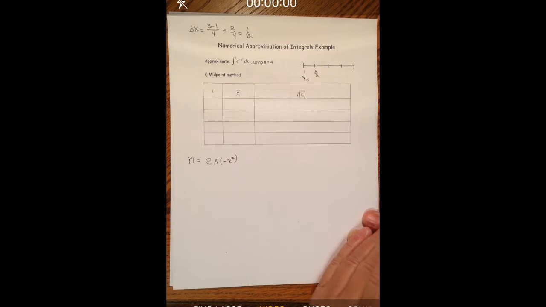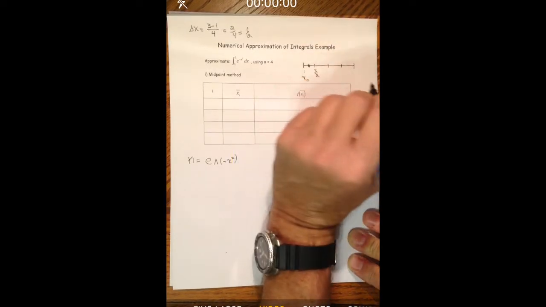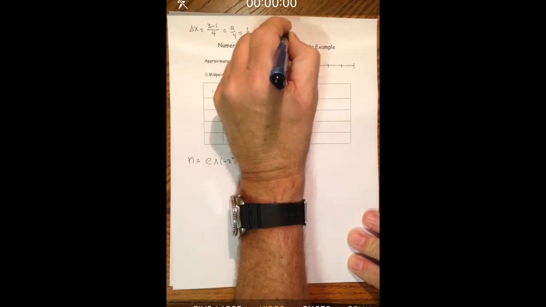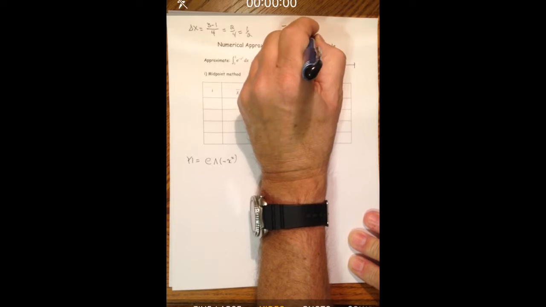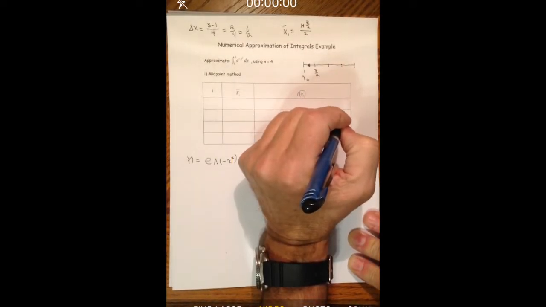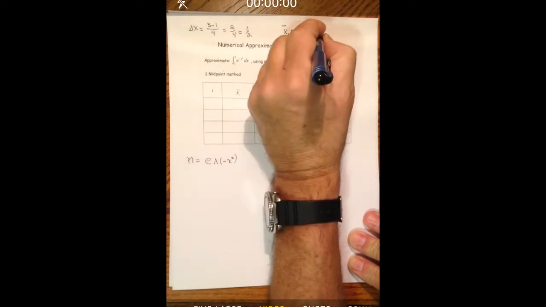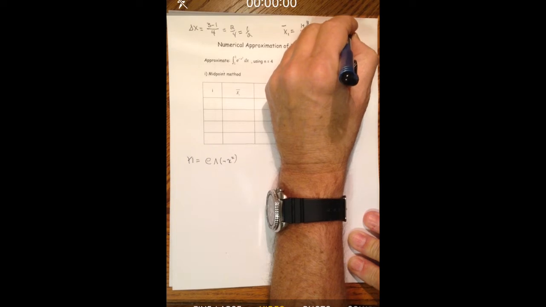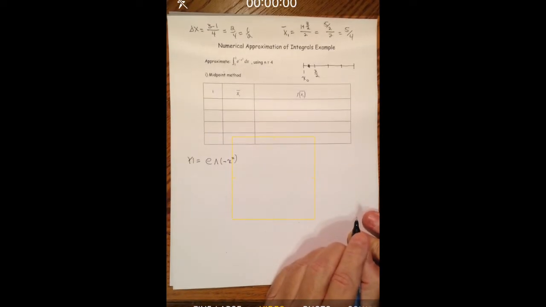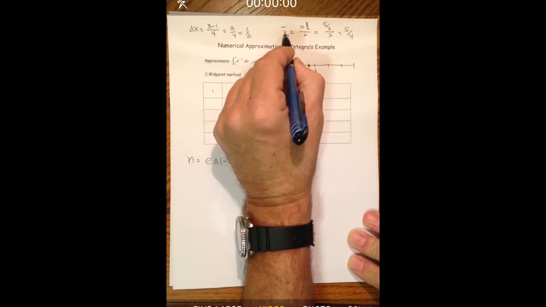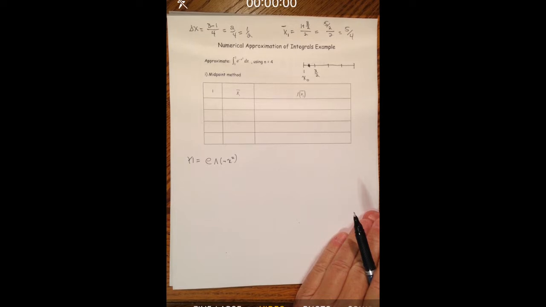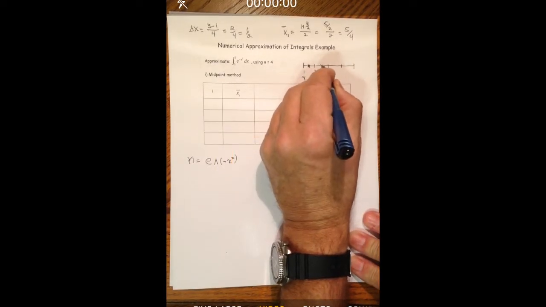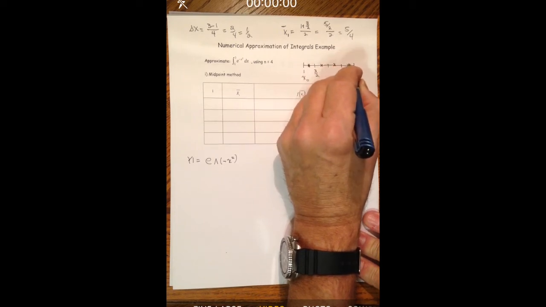Okay, but we're doing the midpoint method. So for this subinterval, we need to find the first midpoint. The first midpoint will just be the average of these two endpoints. So we want 1 plus 3/2 divided by 2. So that's going to be 5/2 over 2. So the first midpoint is going to be 5/4. It's x sub 1 with a bar over it. We're borrowing the notation from statistics. Okay, then this would be the second midpoint, third midpoint, last fourth midpoint.